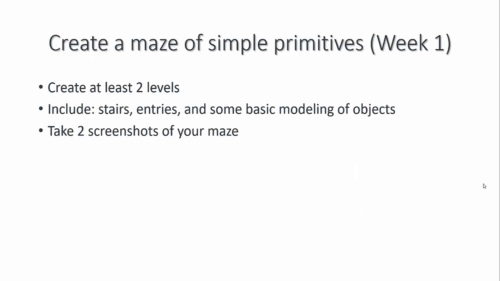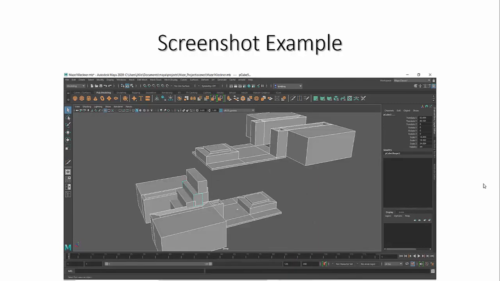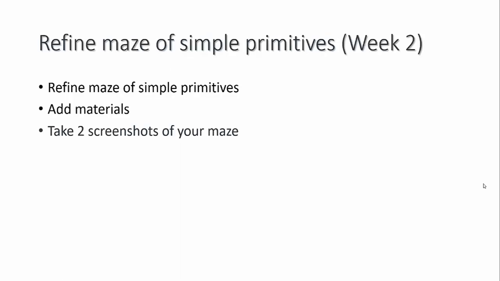And here's what we're going to do for week 1. You're going to create at least 2 levels, include stairs, entries, and some basic modeling objects, and then take 2 screenshots of your maze. So here's an example of a screenshot. Again, that's the window symbol with the print screen on your keyboard. And here's another one. So these are a couple of screenshots of the beginning of a maze.